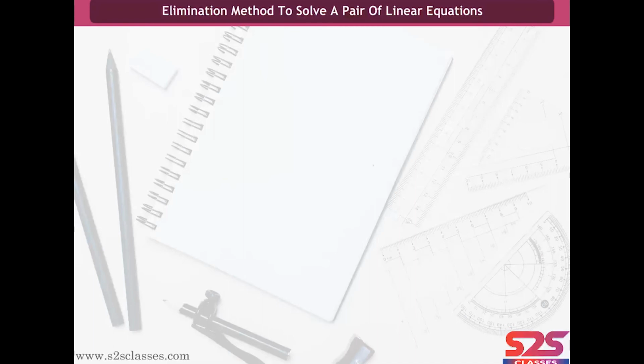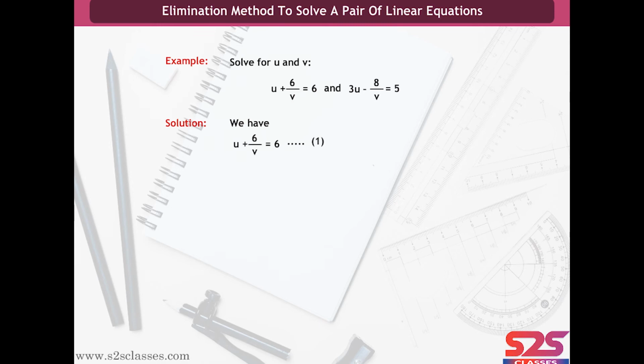Elimination method to solve a pair of linear equations. Example. Solve for u and v. U plus 6 by v is equal to 6 and 3u minus 8 by v is equal to 5. Solution. We have two equations u plus 6 by v is equal to 6. Let it be equation number 1. And 3u minus 8 by v is equal to 5. Let it be equation number 2.